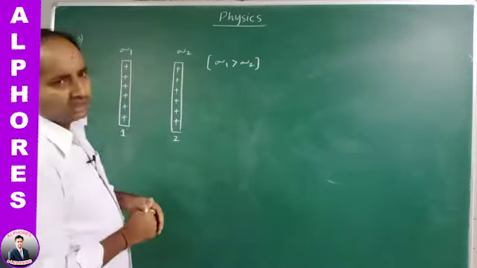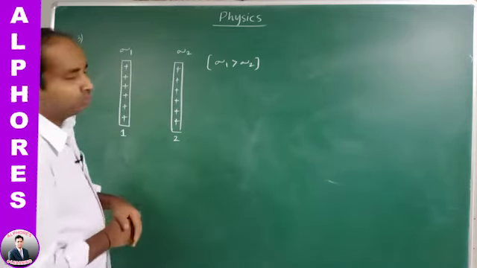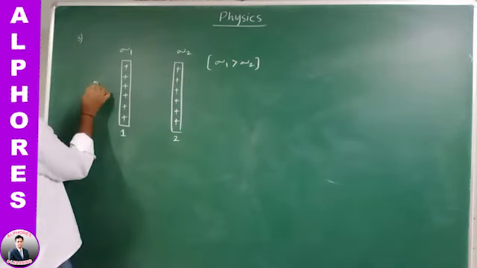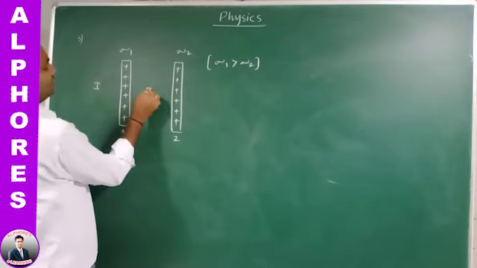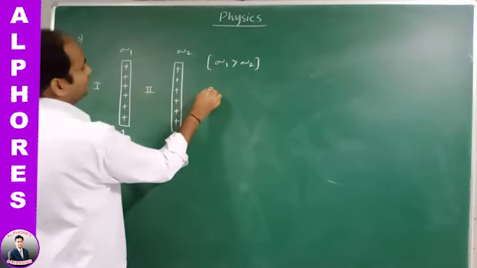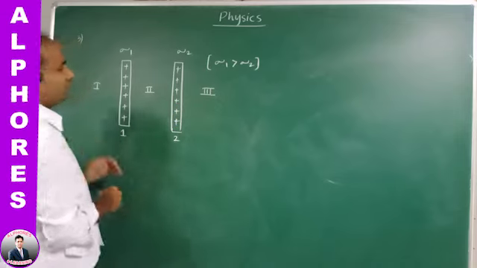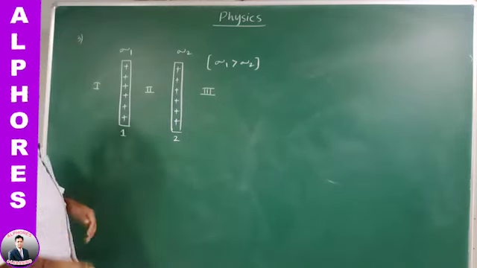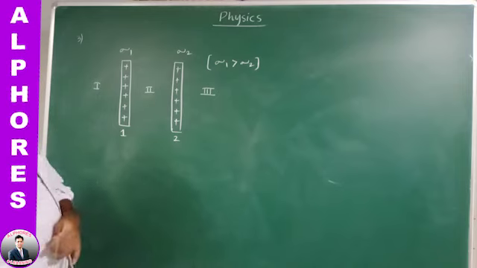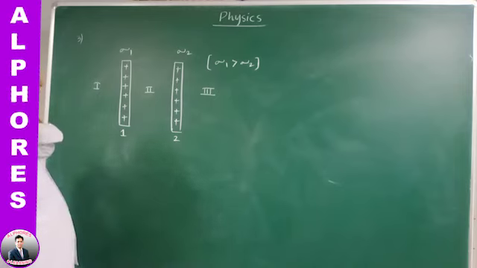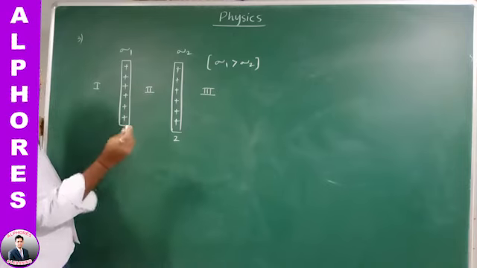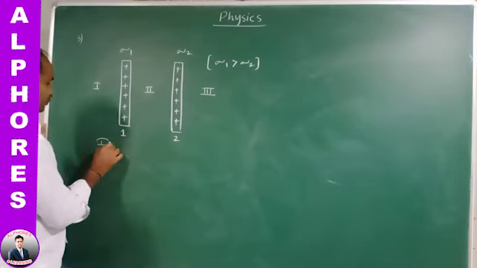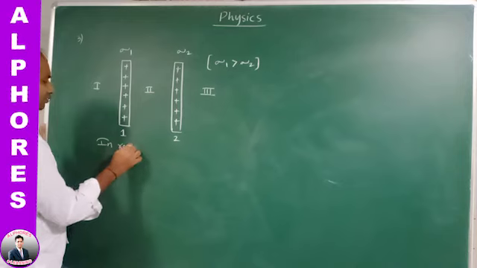So what is the electric field in region 2? In the given diagram, this is region 1, this is region 2, and this is region 3. We need to find the electric field intensity in region 2. Only region 2 is asked, but we may calculate regions 1 and 3 also. First of all, in region 2.